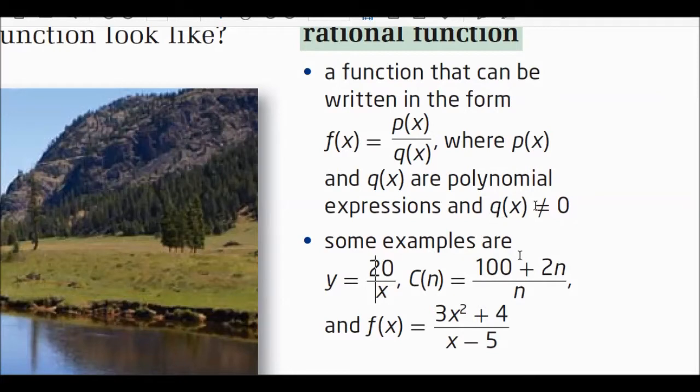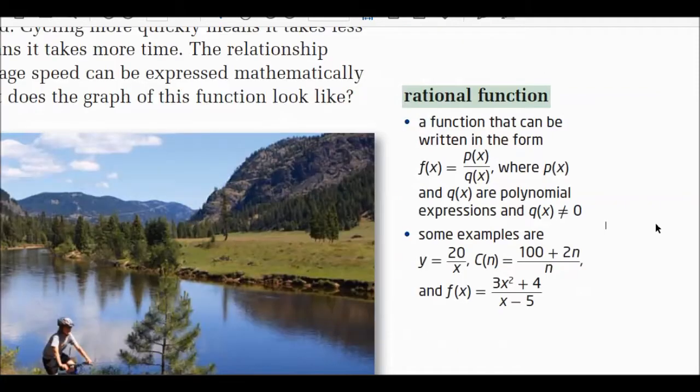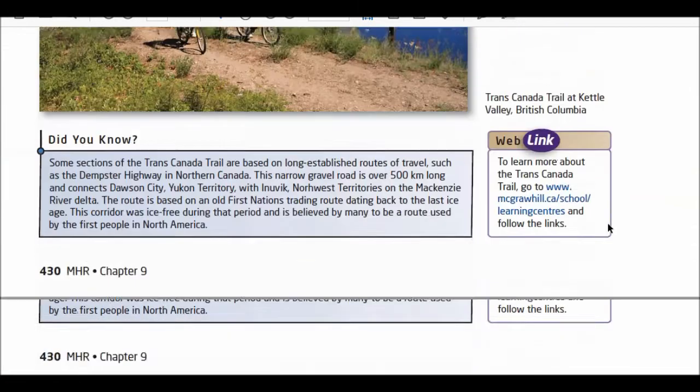Also, the value of this function cannot be 0 itself. Okay, you can't divide by 0. That's obvious. But this q of x needs to have an x or the variable in it. Okay, that's kind of what makes the rational function special. All right.